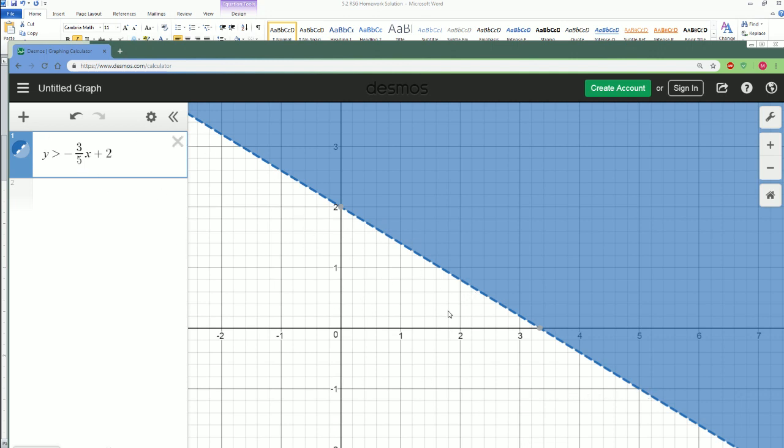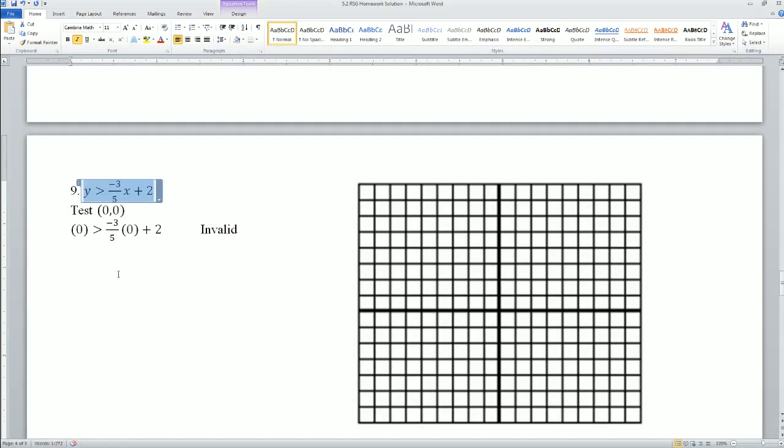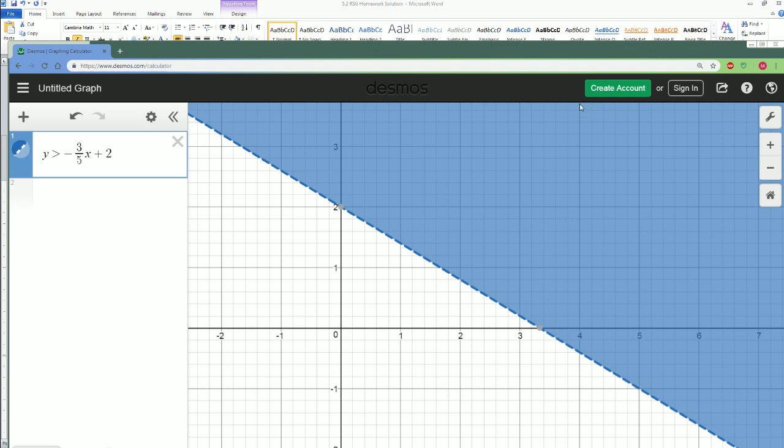It's dashed, and again, you're shading on the side of truth. 0, 0 was invalid. Right, I showed it right here. It is invalid. That is the reason why you shade away from it. You shade on the side of truth.